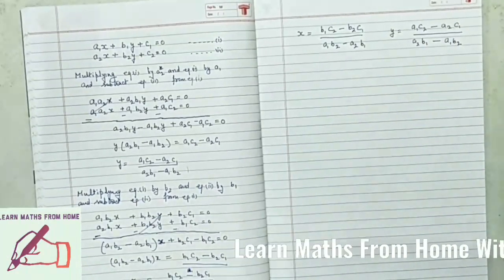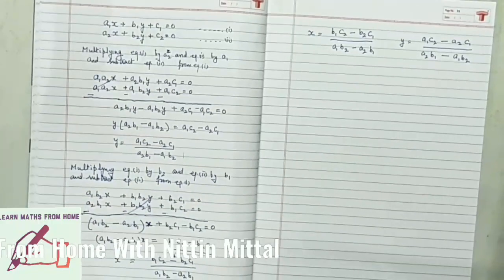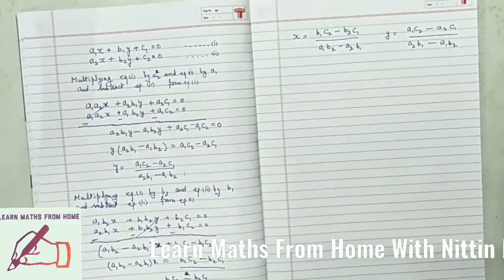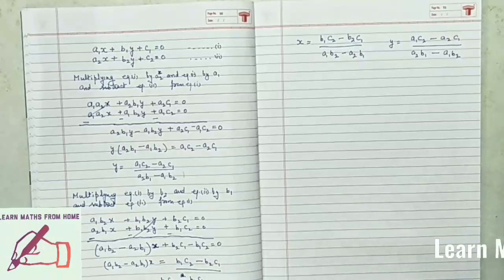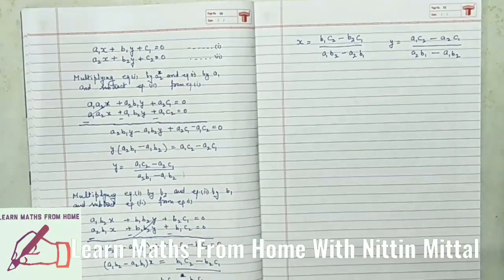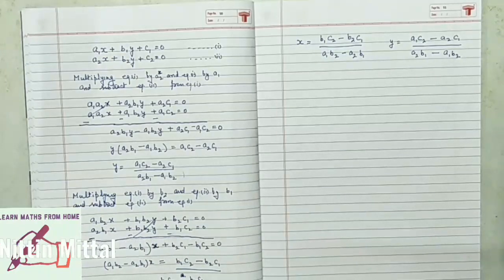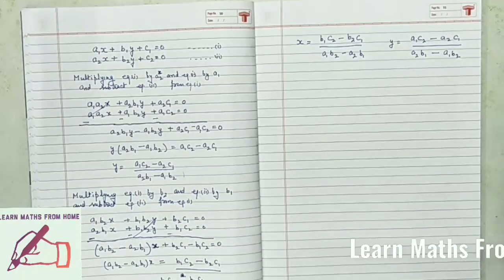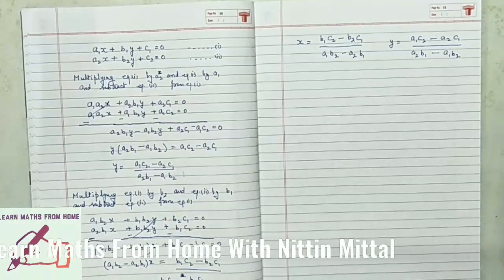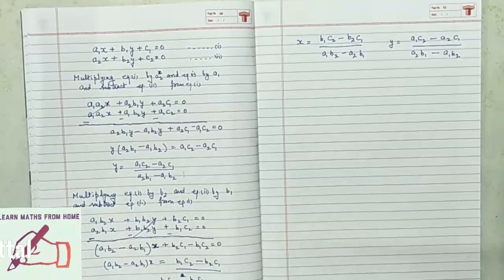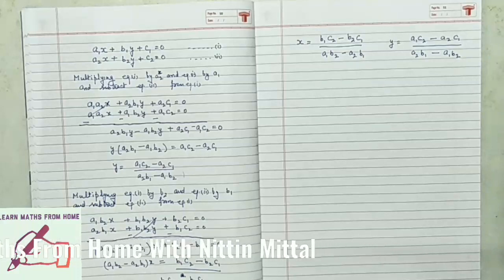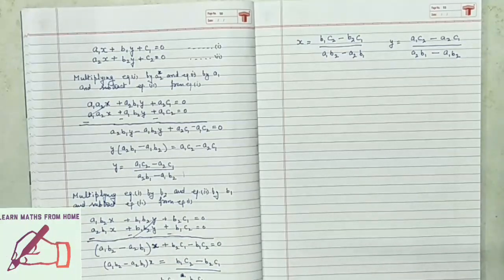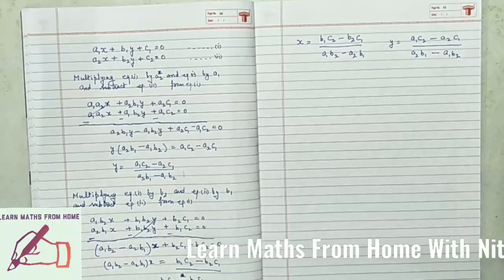Now if you see, the denominator of x is a1b2 minus a2b1, whereas the denominator of y is a2b1 minus a1b2. So friends, here we have to equate the denominators. We can make them the same by taking minus common, right?